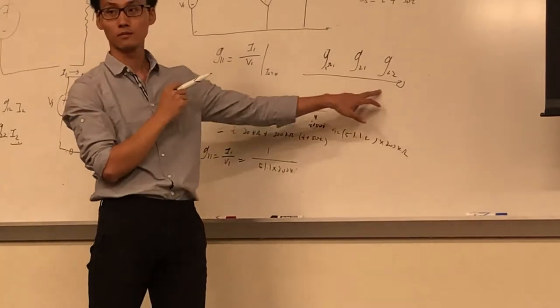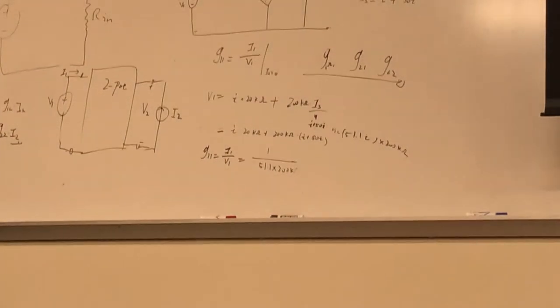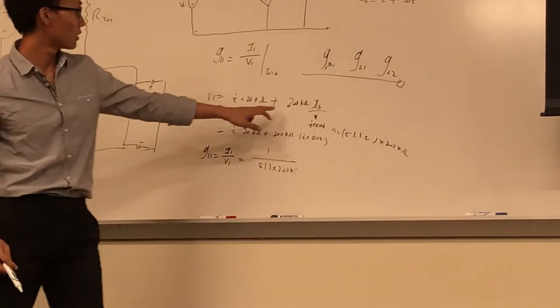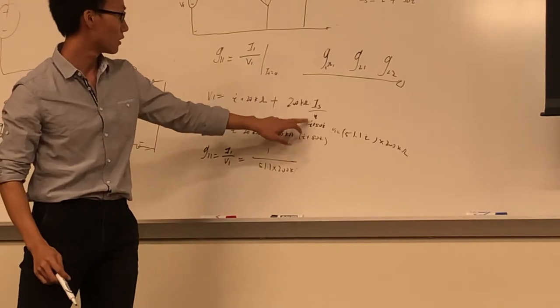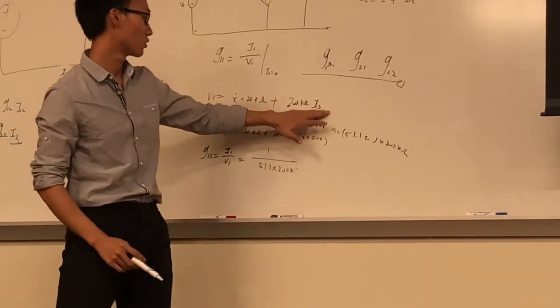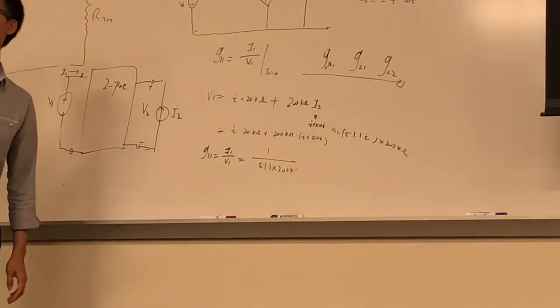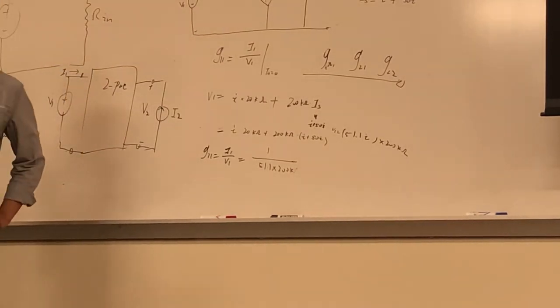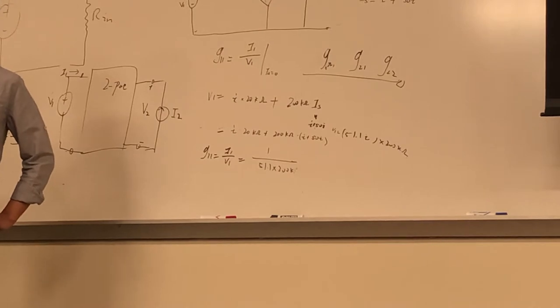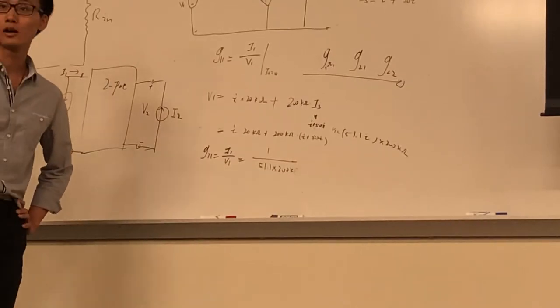And so you can see this equation over here. In order to calculate G11, you make I2 be 0, and it will be an open circuit. And so you do the same for G12, G21, G22, okay? Do you understand what these equations are talking about? You all understand that, right? Okay.